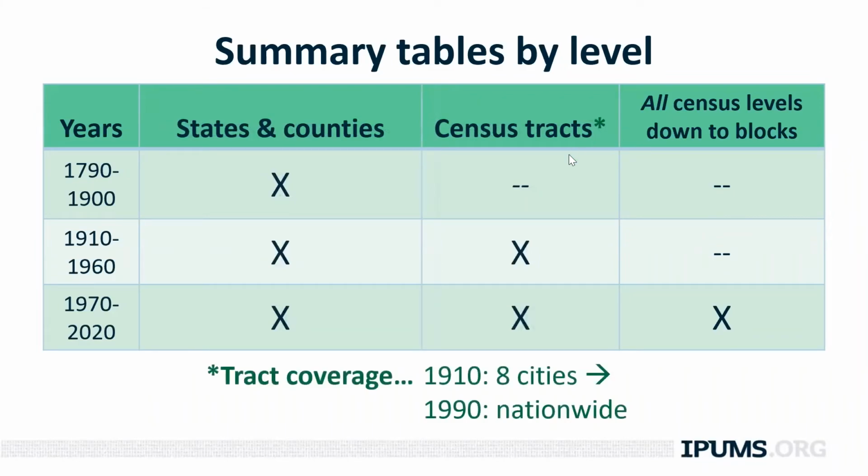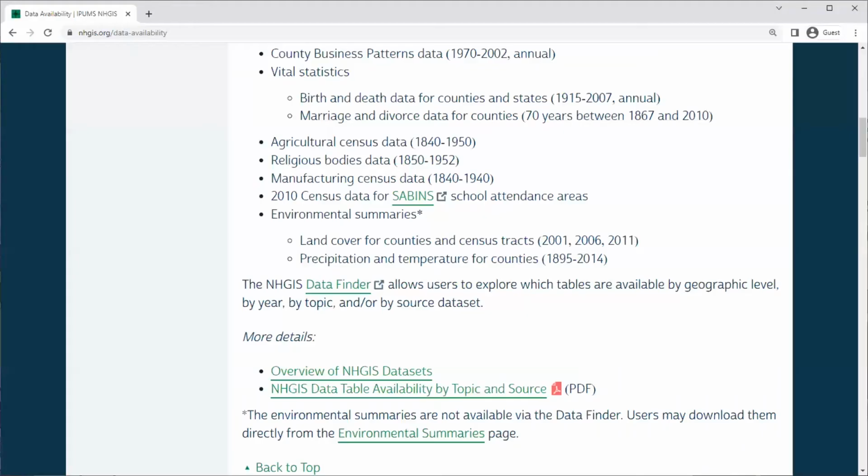There's one caveat that I want to share: census tract coverage grows over time, starting in 1910 for only 8 cities, basically the largest 8 cities. It grew over time. By 1980, it covered most large metro areas. And 1990 was the first year that census tracts were completely nationwide.